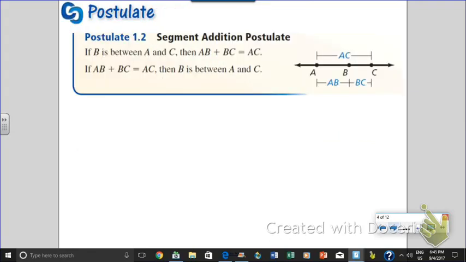The segment addition postulate states if B is between A and C, then the length from AB plus the length from B to C equals the length from A to C. Likewise, if AB plus BC equals AC, then B is between A and C.